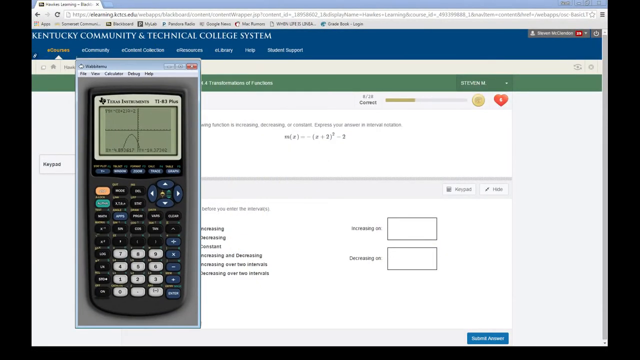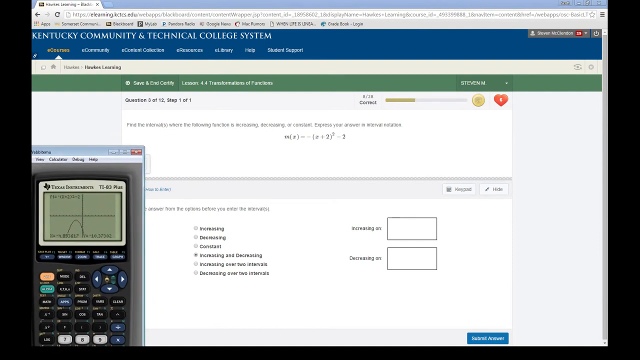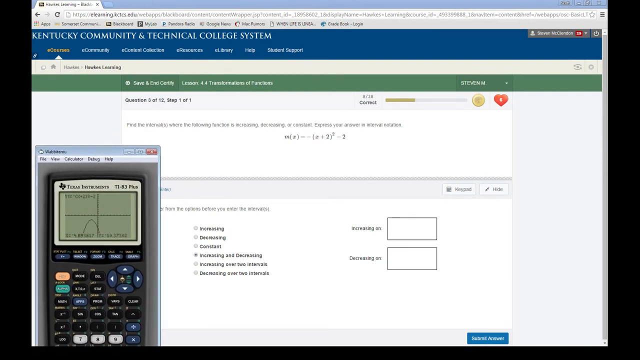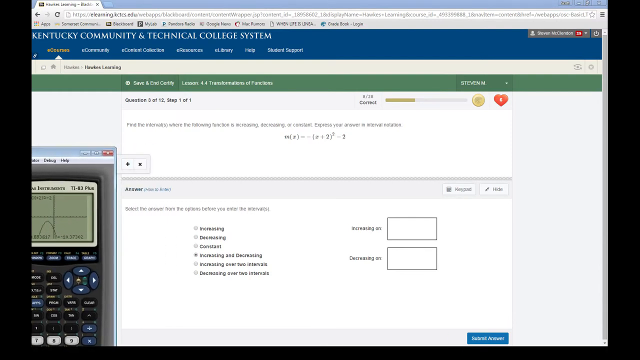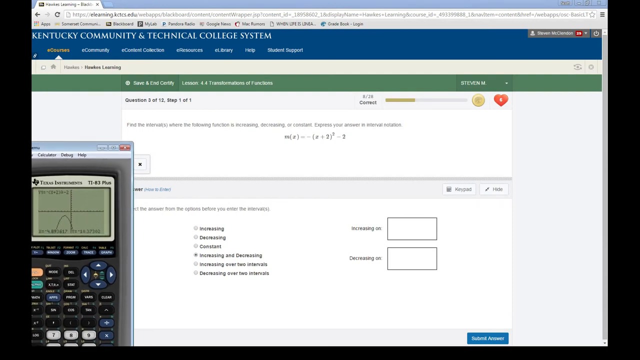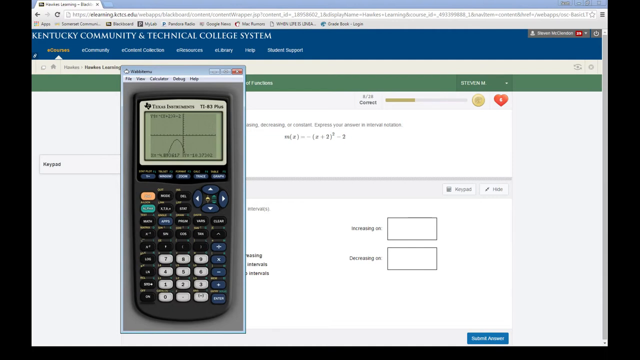So here we have a question about determine or find the interval where the following function is increasing, decreasing, or constant, and express your answer in interval notation. So to do this, you want to know if the graph you're dealing with is increasing or decreasing. I've got this graph in my graphing calculator, and it's x squared, it's a parabola. It's opening downward because of this negative here. It's been shifted to the left 2 because of this plus 2, and then it went down 2 because of this negative 2 right here.